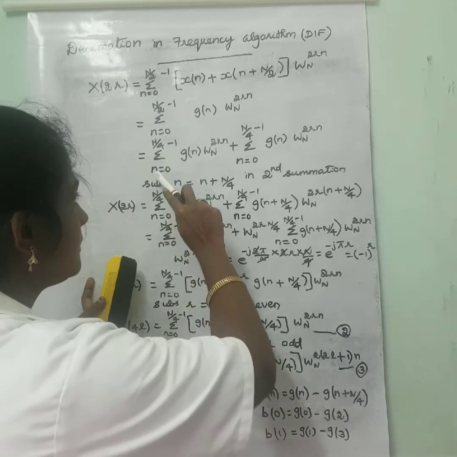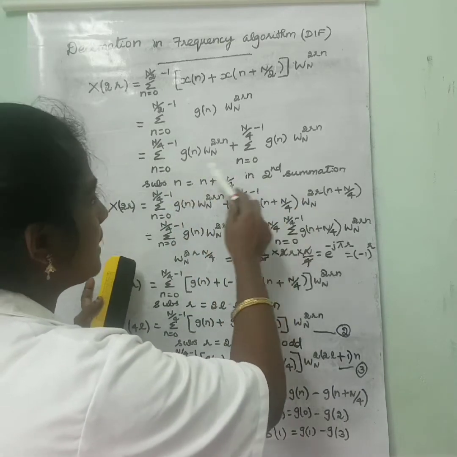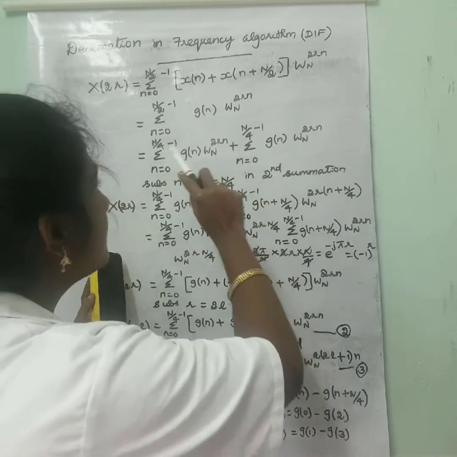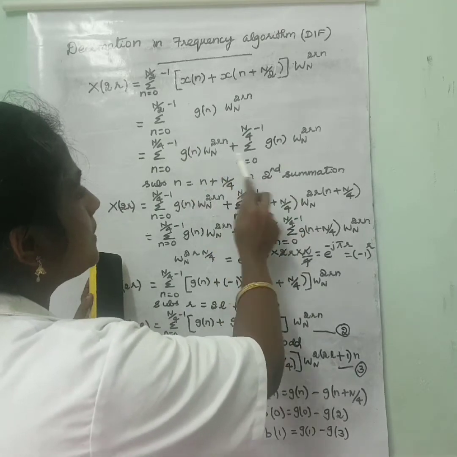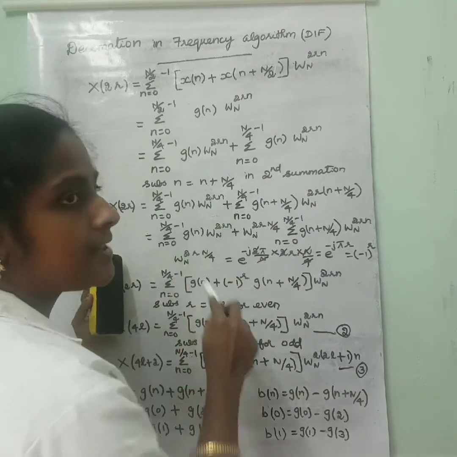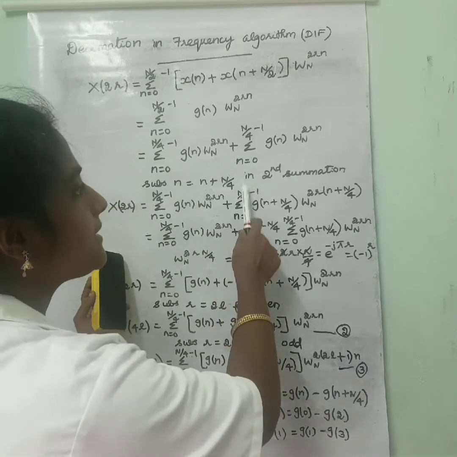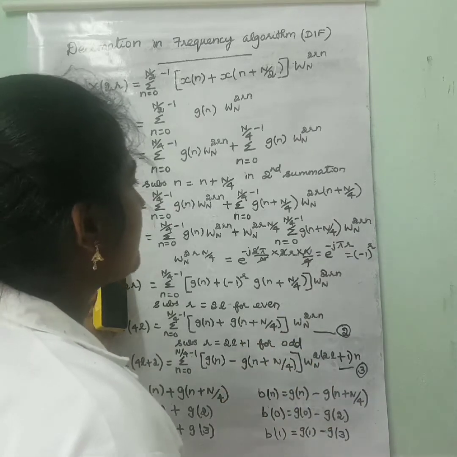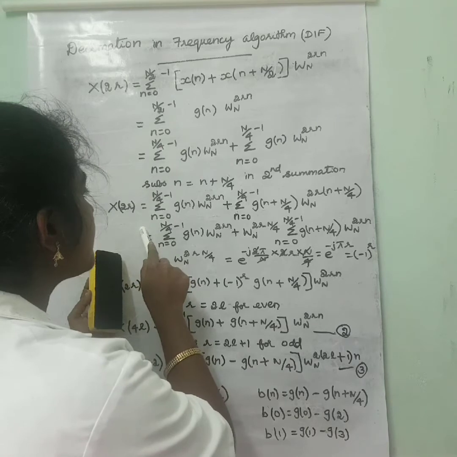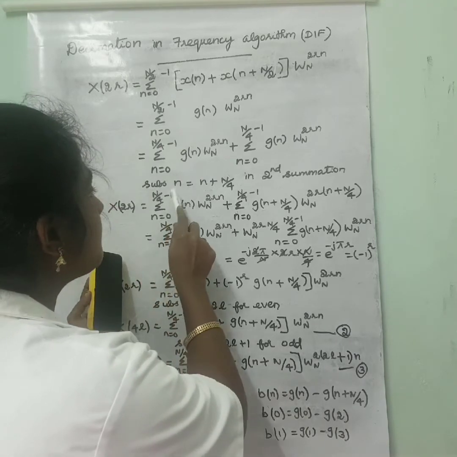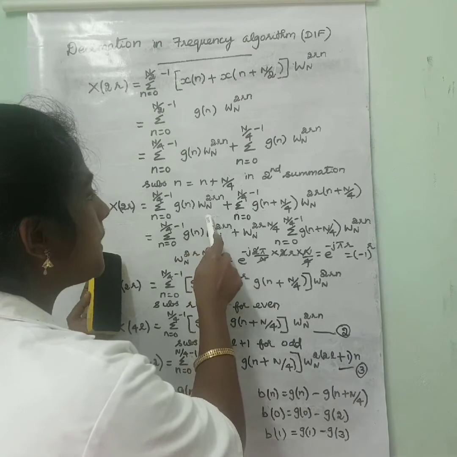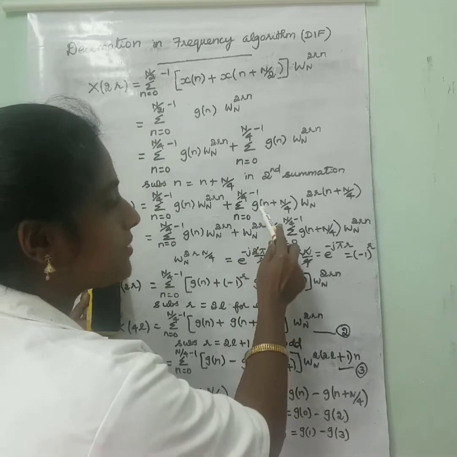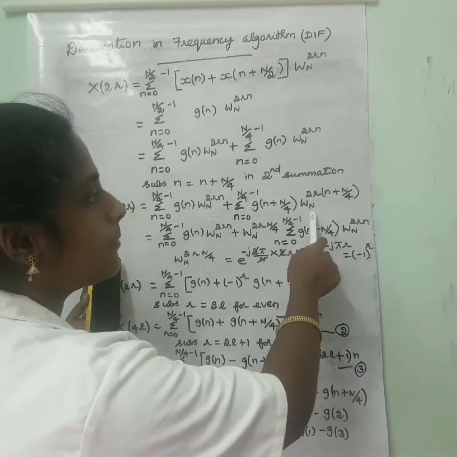In the next step, again you have to split this equation into two parts. That is, we split the summation, that is n equal to 0 to N by 4 minus 1. So you will get like this. Next step, in the second summation, you substitute n is equal to n plus N by 4. So you will get x of 2r is equal to summation n is equal to 0 to N by 4 minus 1 of g of n W_N power 2rn plus summation n is equal to 0 to N by 4 minus 1 of g of n plus N by 4 into W_N power 2r.